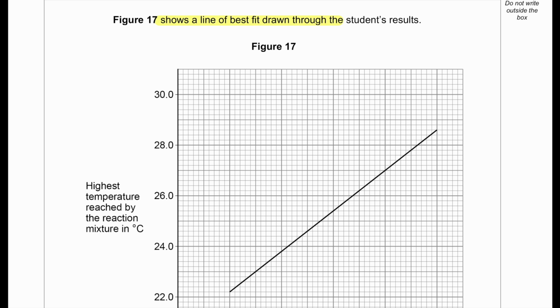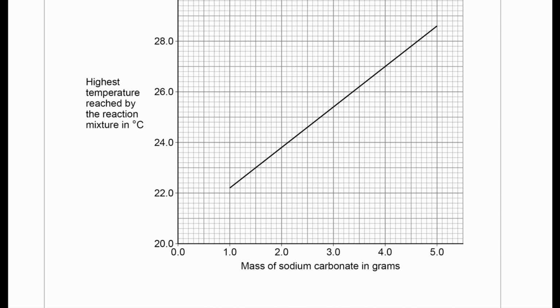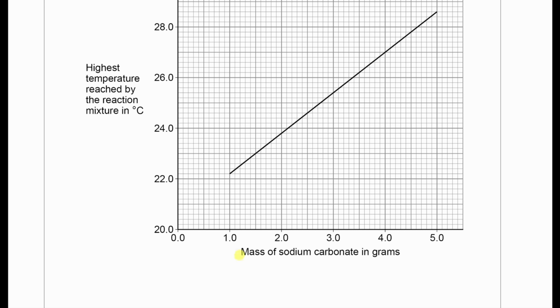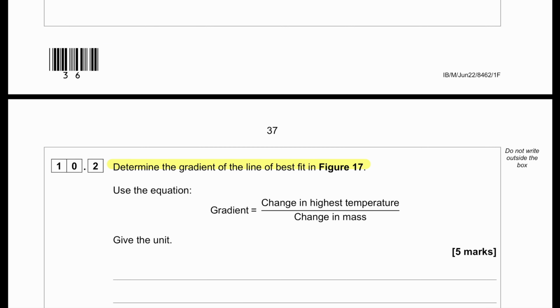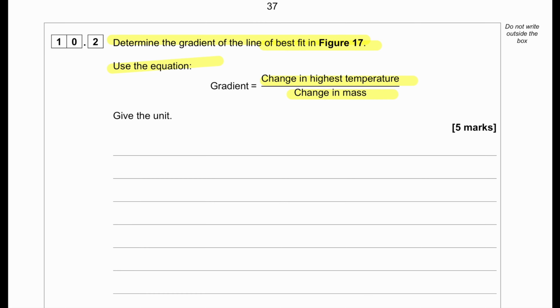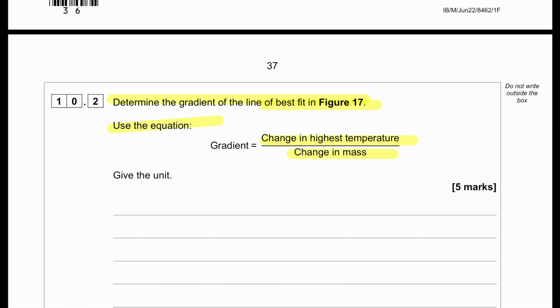Figure 17 shows a line of best fit through the student's result. Mass of sodium carbonate in grams, highest temperature reached by the reaction mixture in degrees Celsius. Determine the gradient of the line of best fit in figure 17. So we are allowed to use this equation: change in the highest temperature divided by change in mass.